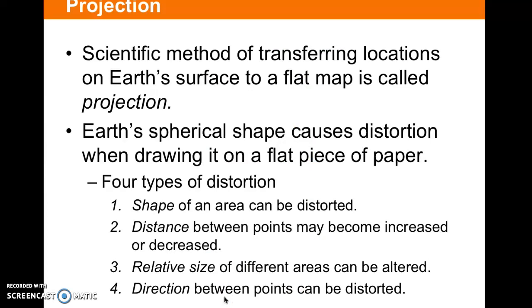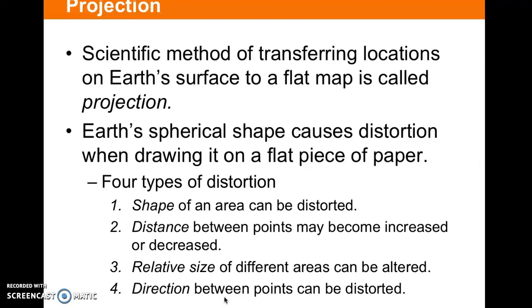When we make maps, all maps have something called distortion. So projection is the way we take the spherical shape of the Earth and we project it onto a flat map. And any type of projection leads to distortions. There are 4 main types of distortion. The shape of an area can be distorted, the distance between points can be bigger or smaller, the relative size of different areas can be altered, and the direction between points can be distorted.